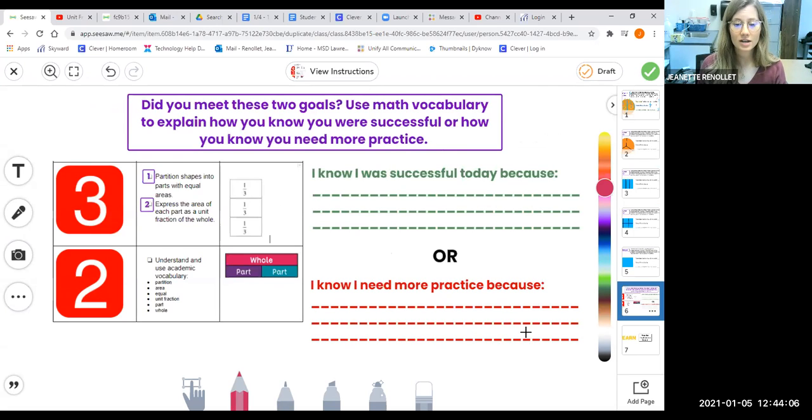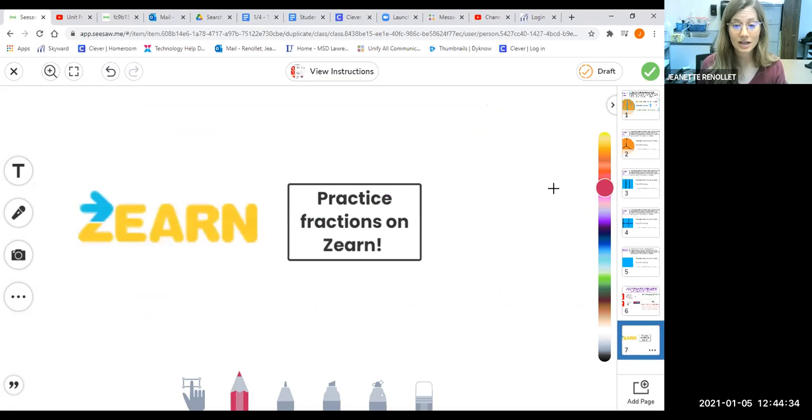When you are done, you need to tell me how you did on today's goals. How did you do partitioning shapes into equal areas? How did you do writing the unit fraction for each part? Tell me a reflection about you being successful or you need more practice. When you are done with your Seesaw task, slide number 7 reminds you that you can go to Zearn and practice unit fractions on Zearn. Okay, that is it for today.